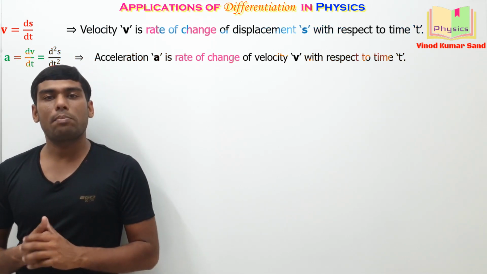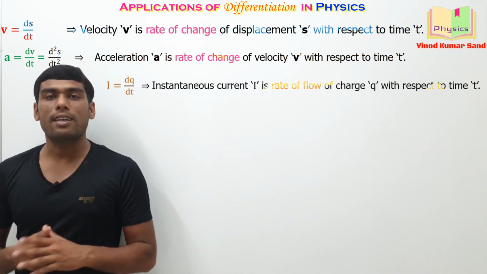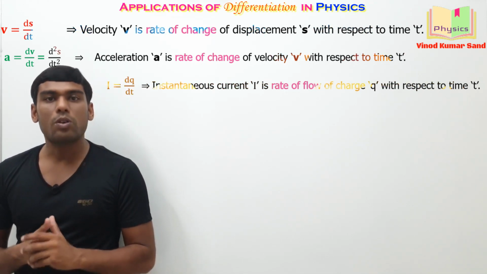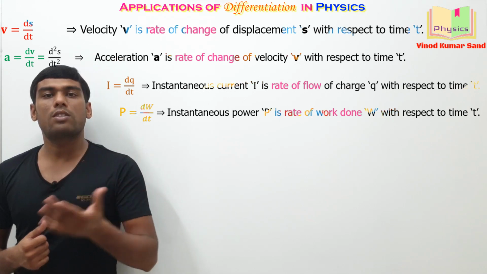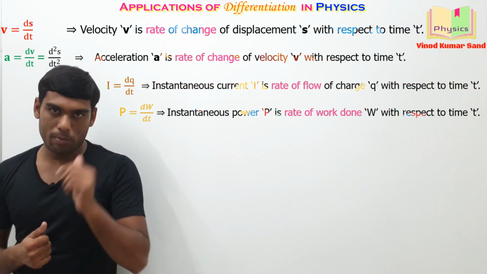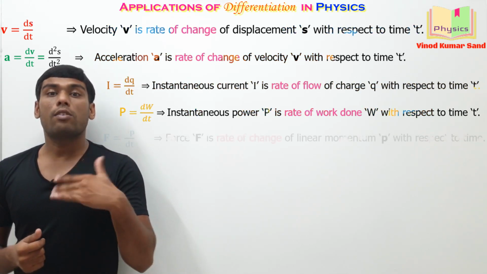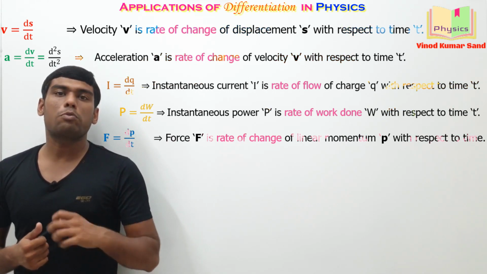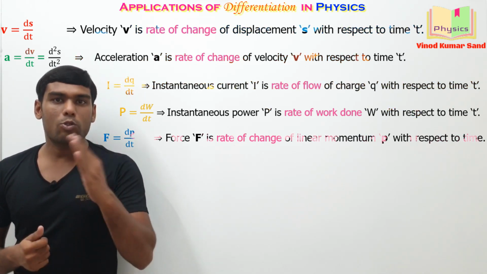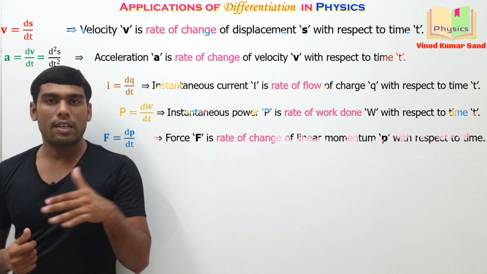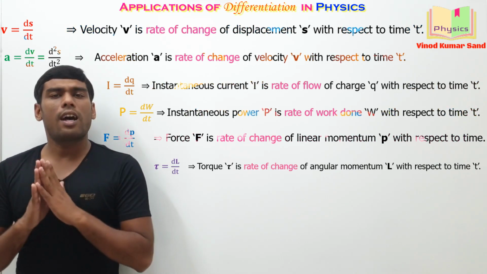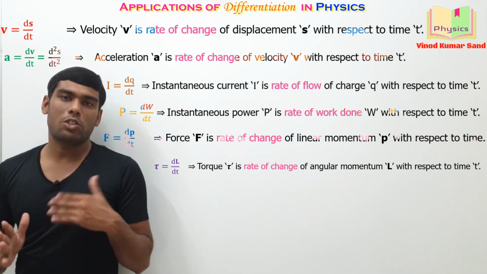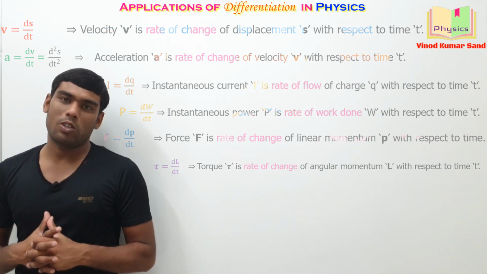Another practical example, the instantaneous current i means d by dt of q. The instantaneous power is the rate of work done, so it is d by dt of w. Here w is the work done. The force is the rate of change of linear momentum, so d by dt of p. Here p is the linear momentum. Getting it? There are thousands of examples which can be related with differentiation.